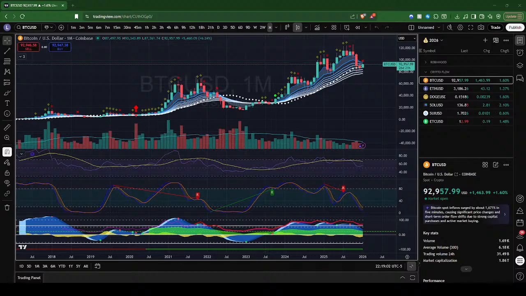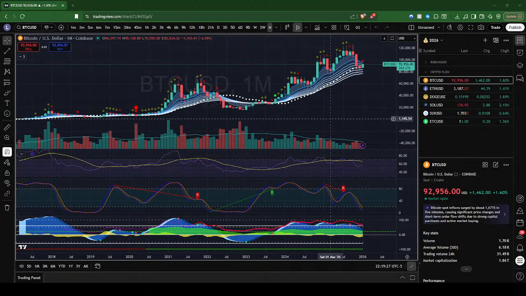All right. So we're going to start getting into it right here. We are doing some technical analysis on Bitcoin. Today is January 4th, 2026, and we're just going to get right on into it. So we have Bitcoin on the monthly chart here, and we are riding around 92,900, just hit about 93,000.